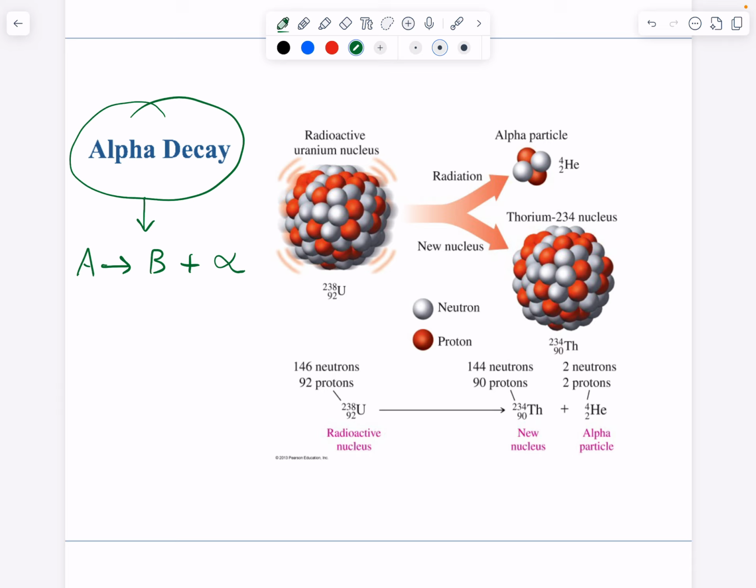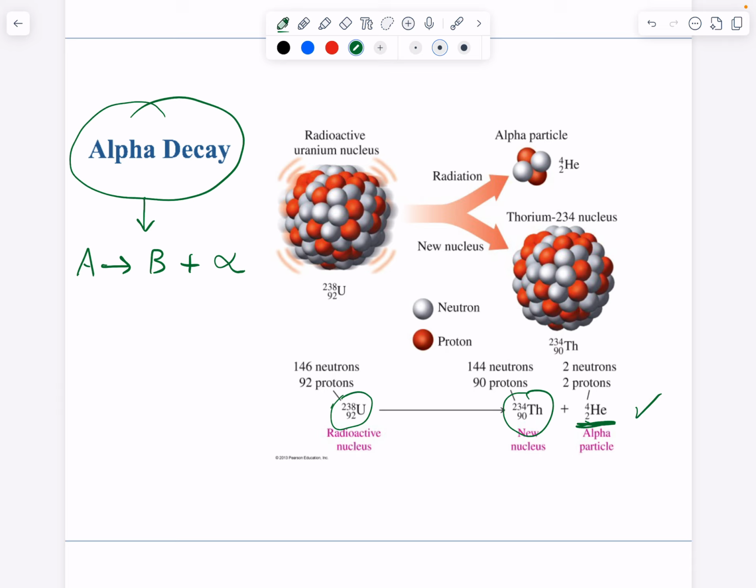For example, here you have uranium. You see uranium becomes thorium plus something else. Okay, you have to double check. 238, 234 plus 4, 238, 92, 90 plus 2, 92. Okay, that equation is correct. The thing is, I'm not going to give you the equation. You have to do it by yourself.